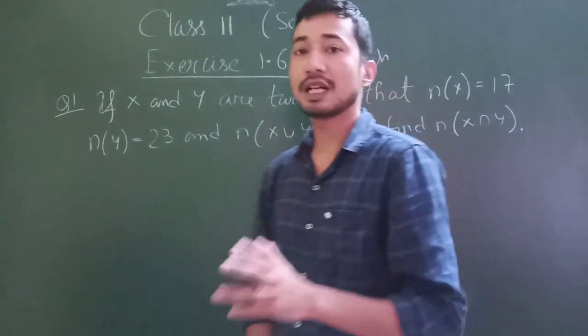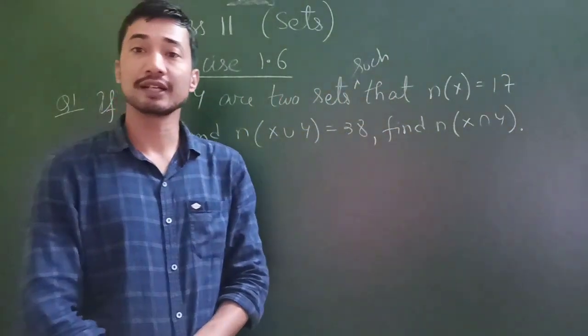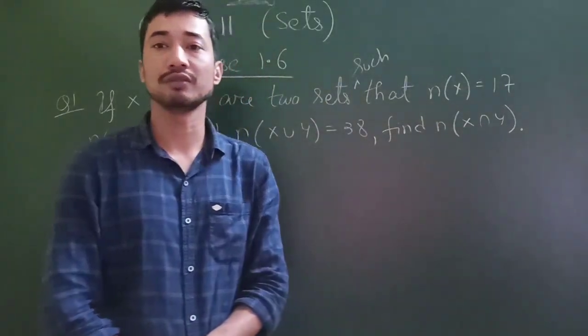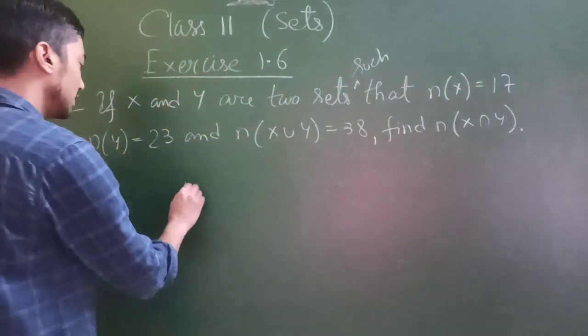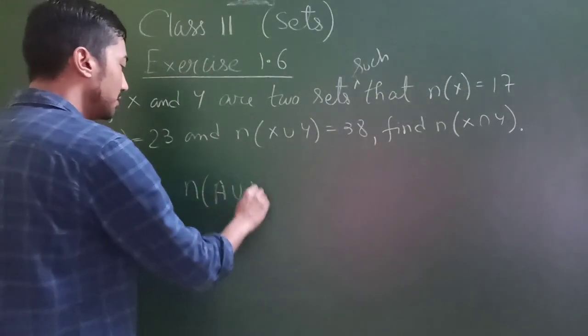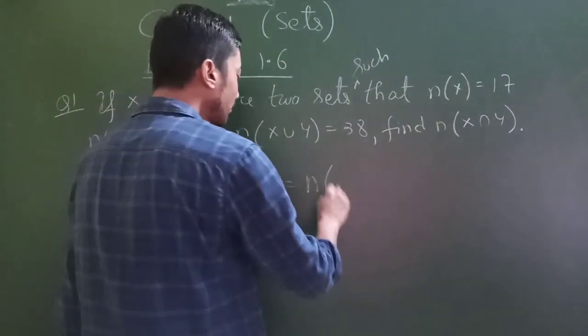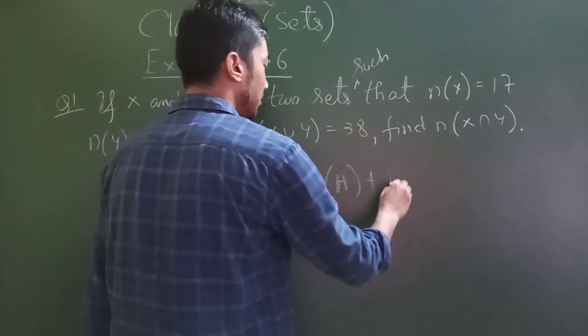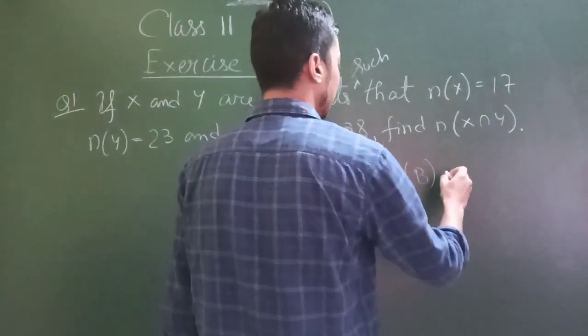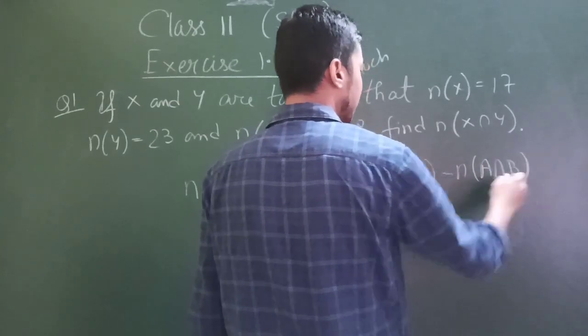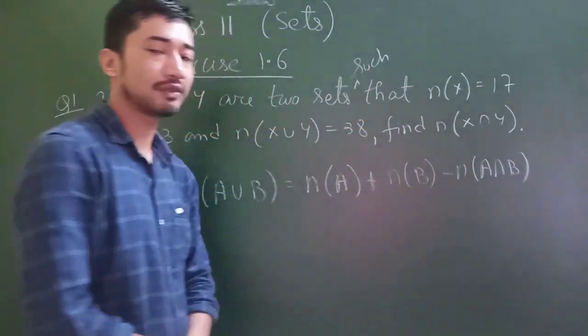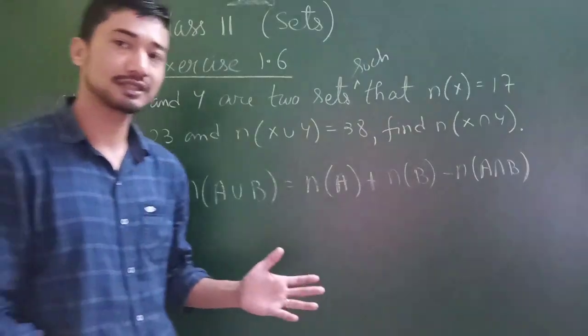If you remember, in the last video on using Venn diagrams, as well as the previous video, we learned some formulas, most importantly this formula: number of elements of A union B would be number of elements of A plus number of elements of B minus number of elements in A intersection B. And why this minus number of elements in A intersection B comes, I discussed in the previous video.